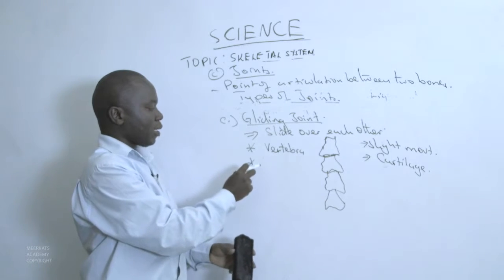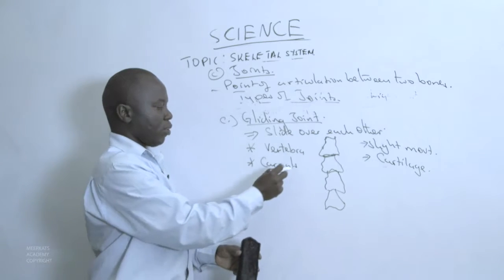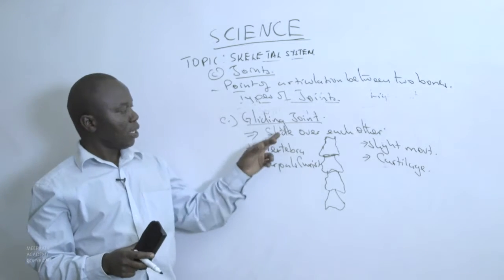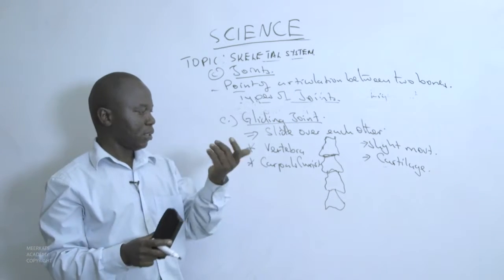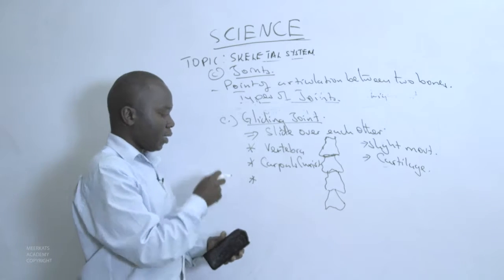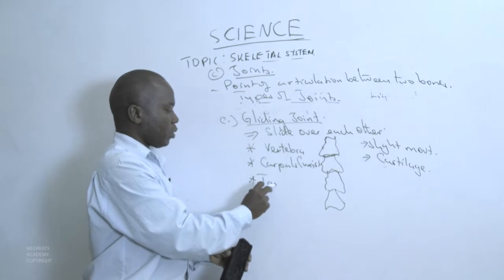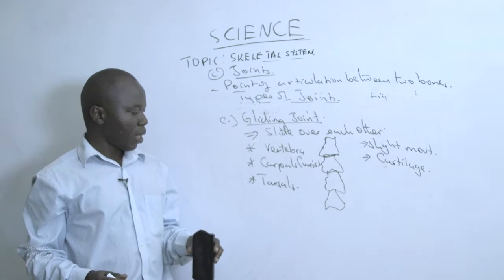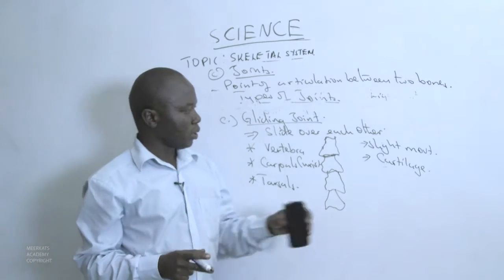We have other areas like the carpals of the wrist. Carpals of the wrist also have a gliding joint, this sliding movement. Also in the ankle, we have the tarsals. You are able to move your ankle due to the gliding joint.